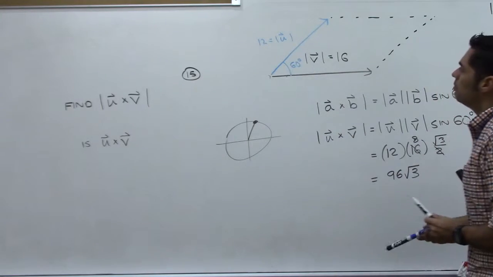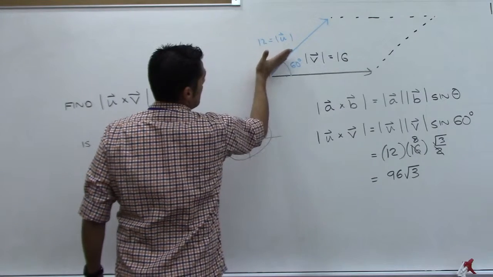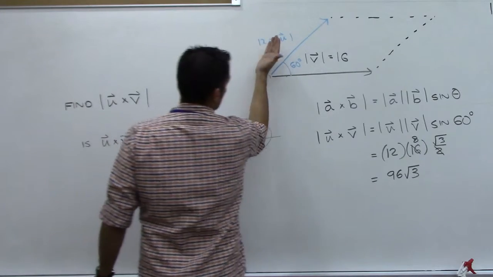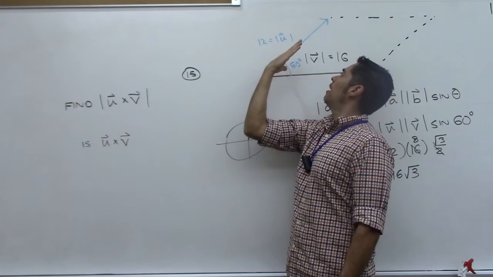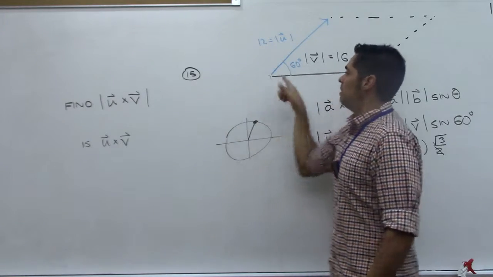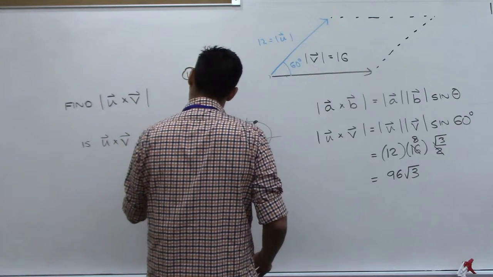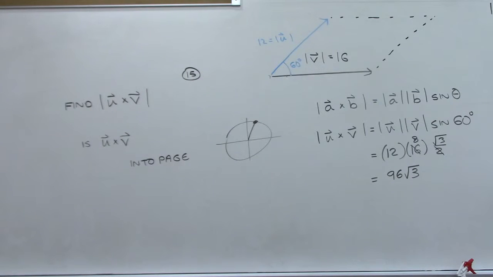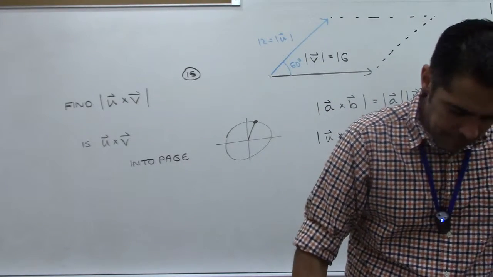But up here, yeah, that's what we have. If I put my fingers out in the direction of u and curl my fingers, notice I'm not going towards the vector v. So I need to turn my hand over. I need to curl my fingers from u towards v, so my thumb is pointing into the page. So this is going into the page. Okay, that's it for number 15. I'll let you do 14.